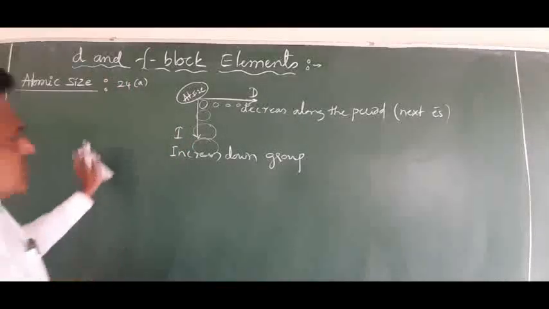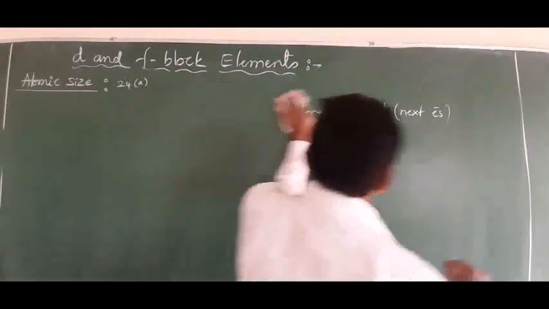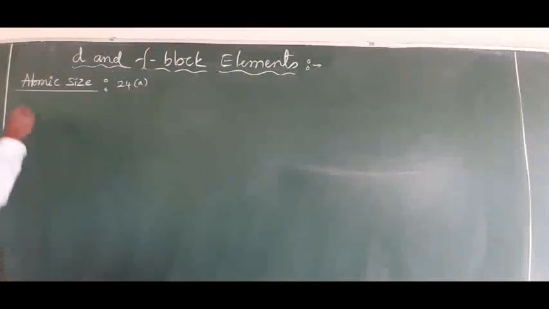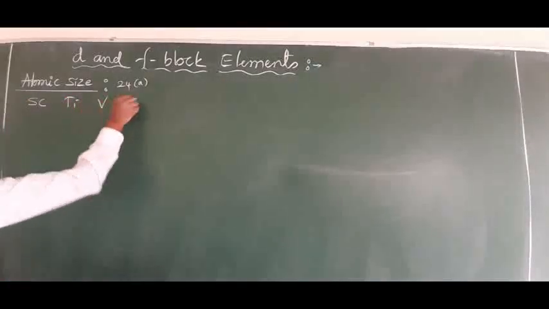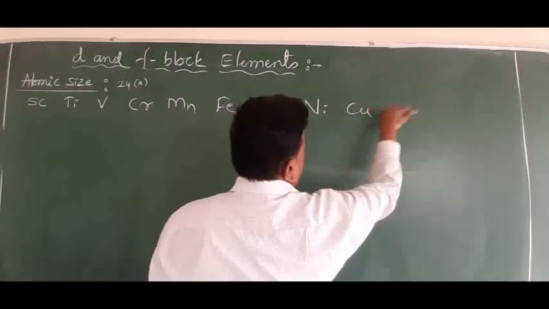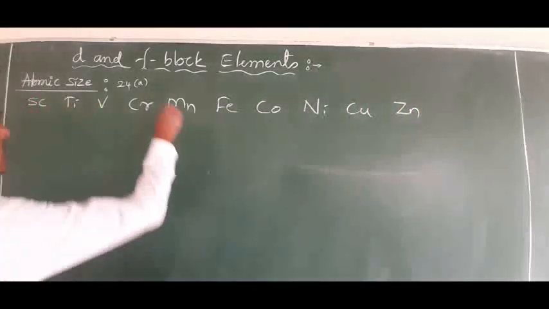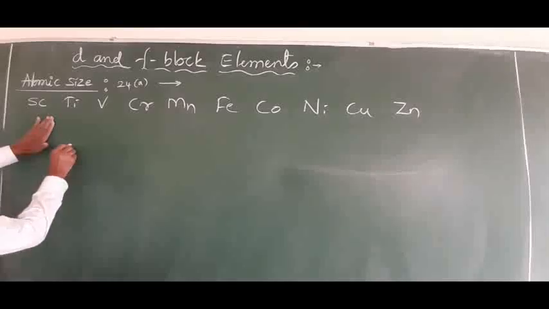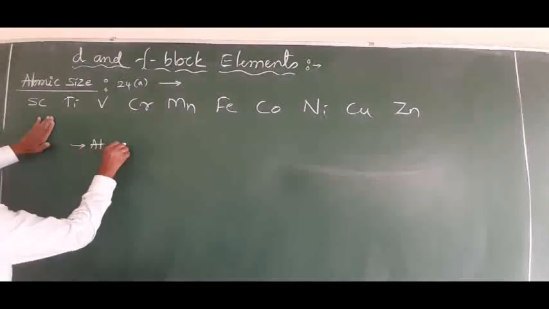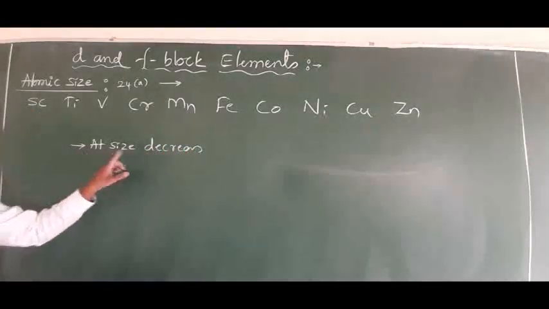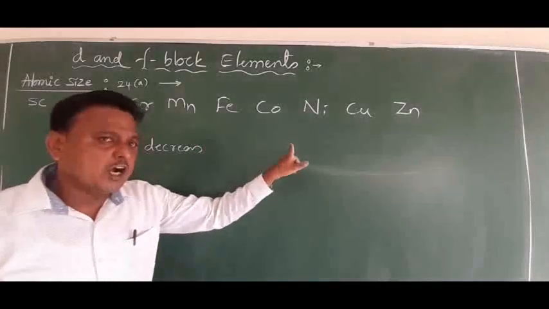This is simple. Today we have an interesting part of our syllabus. What happens to atomic size in the 3d series? We have the elements scandium, titanium, vanadium, chromium, manganese, iron, cobalt, nickel, copper, and zinc. Keep in mind, along the period, basically, atomic size decreases.